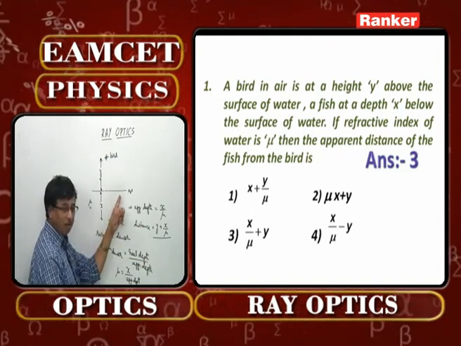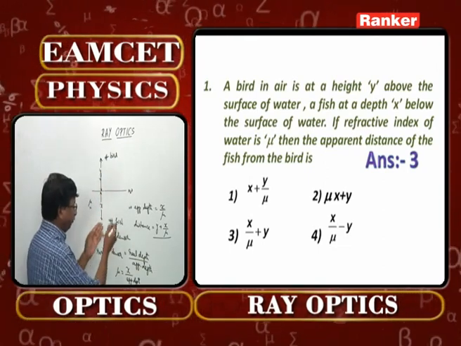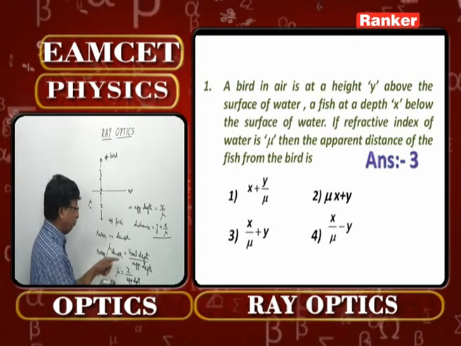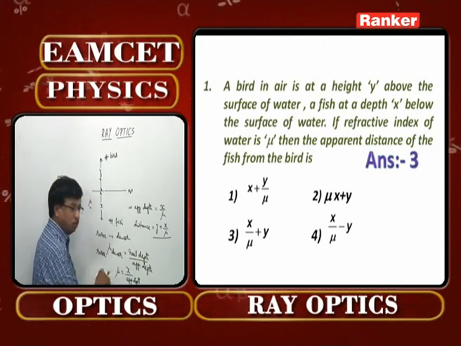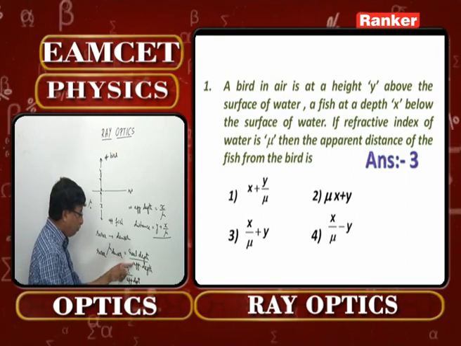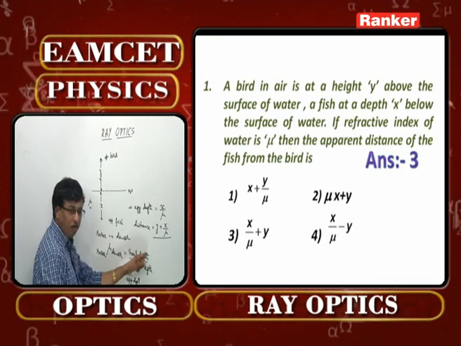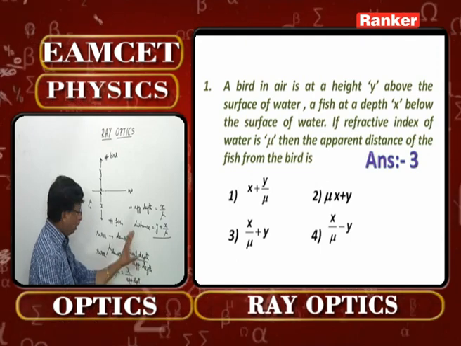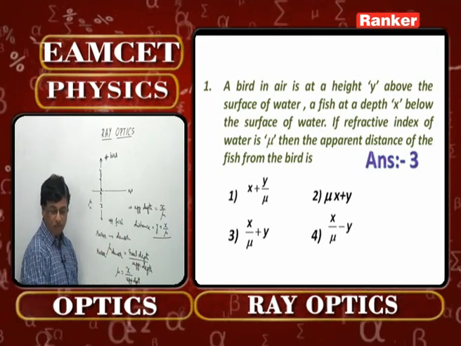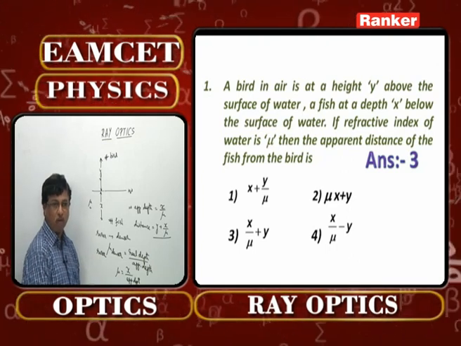But one thing you should understand: if you are inside the denser medium and looking into the rarer medium, then you have to just interchange this terminology. That time mu of denser with respect to rarer becomes automatically apparent depth by real depth. That is the formula you have to understand. So for this first question, the correct answer is going to be the third option, please.